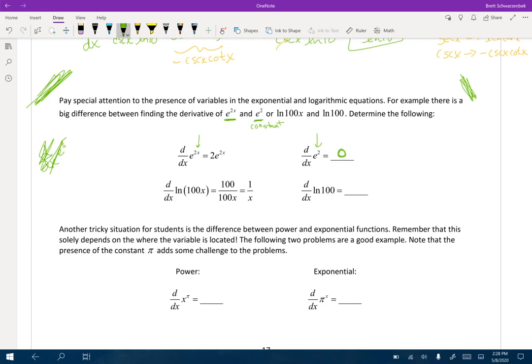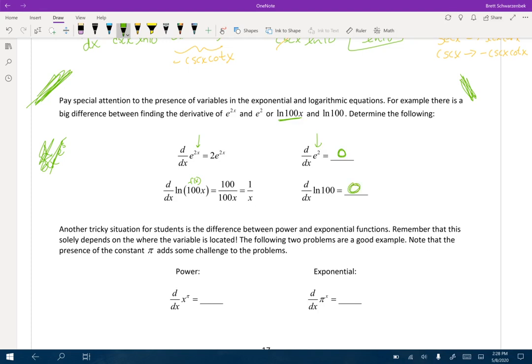Now, the same thing happens with the natural log function. So clearly, we can find the derivative of the natural log of 100x. It is basically f prime, which is 100, over, if this is f of x, the original function, 100x, which is just going to be 1 over x. So that's pretty easy, right? But what if I dropped the x and said, what's the derivative of the natural log of 100? Well, natural log of 100 is a constant, which means that the derivative is again going to be 0.